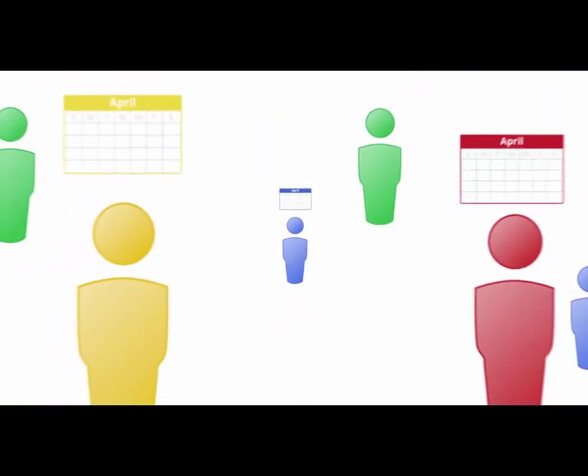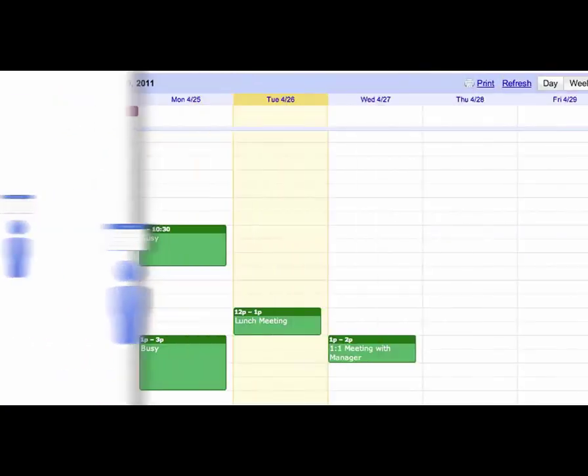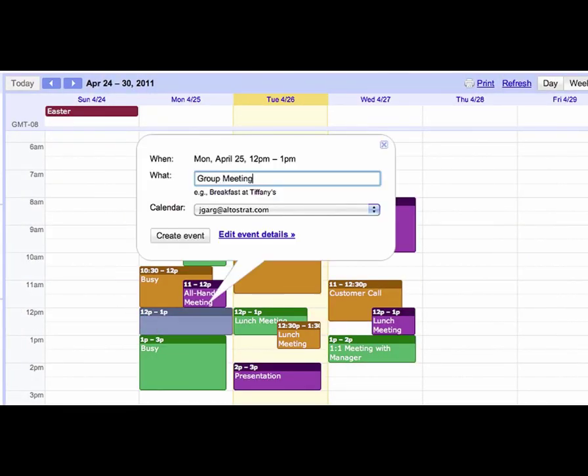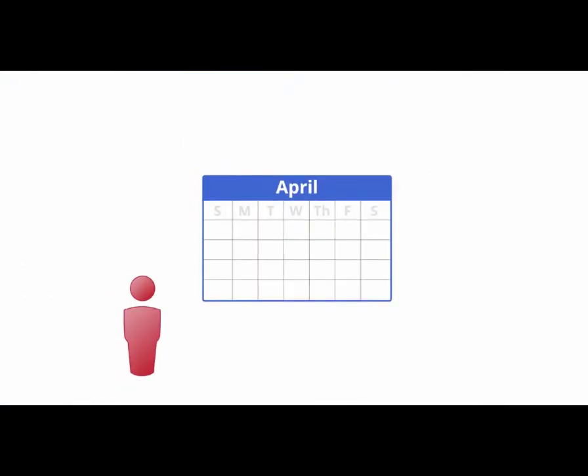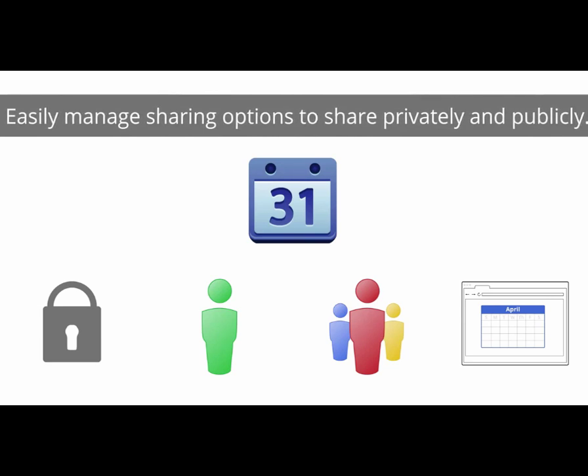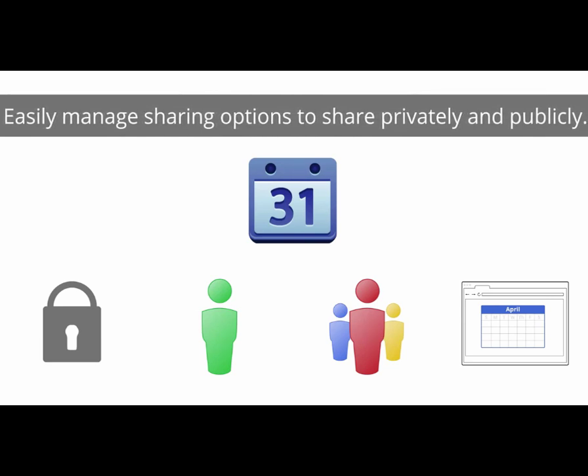Scheduling a meeting with more than a few people can often be difficult. With Google Calendar, you can overlay and view your colleagues' calendars to quickly find a time that works for everyone. You and your teammates can also create group calendars, so you can each share, edit, and add events to the same calendar and always be on the same page. Feel free to make events private, share with individuals and groups, or even share your calendar publicly so your business can easily communicate with customers and external groups.